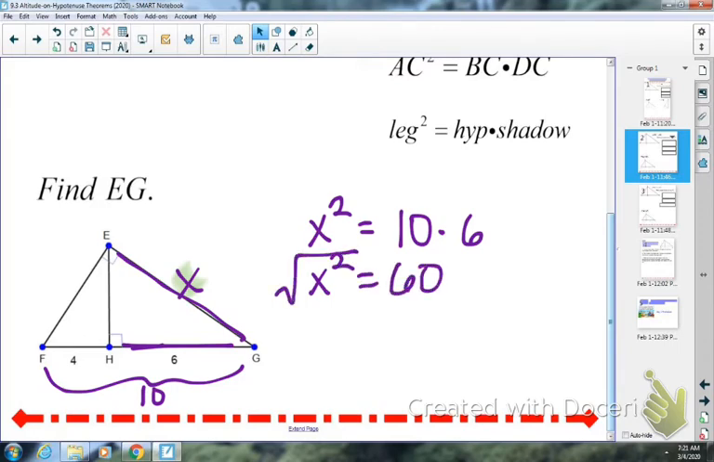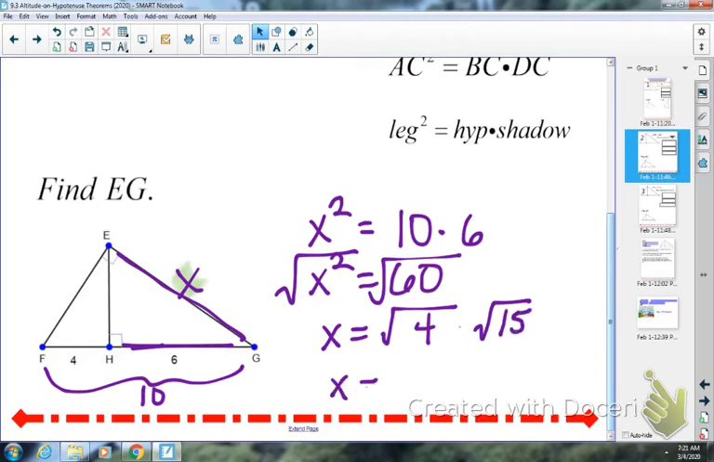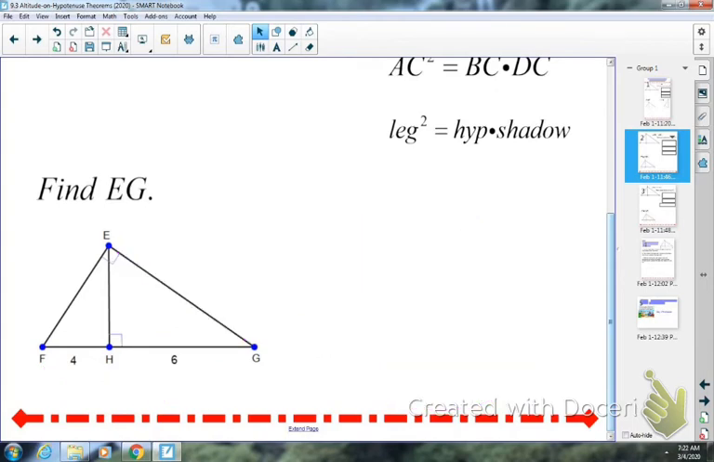So to solve for x, we would take the square root of both sides. 60 is not a perfect square, but it is divisible by 4, and 60 is 4 times 15. So my answer for leg EG would be 2 square roots of 15. It's not the negative because we're talking about segment length, and segment length has to be positive. Okay, so again, leg squared equals hypotenuse times its shadow, or instead of shadow, the piece of the hypotenuse adjacent to that leg.